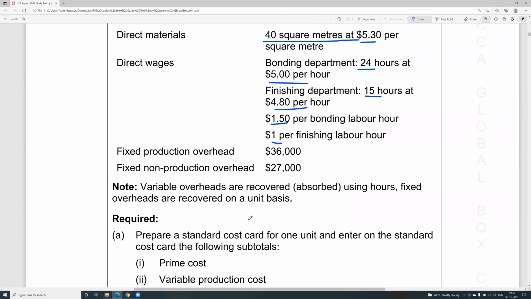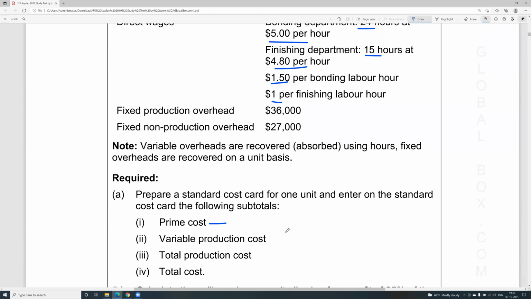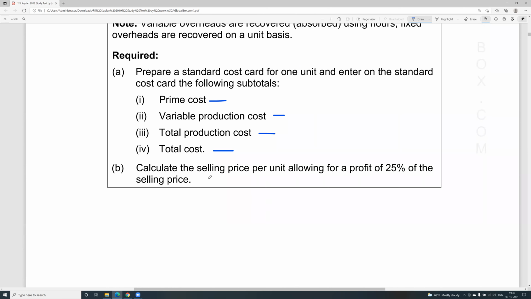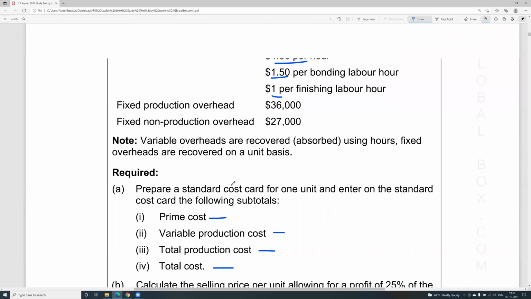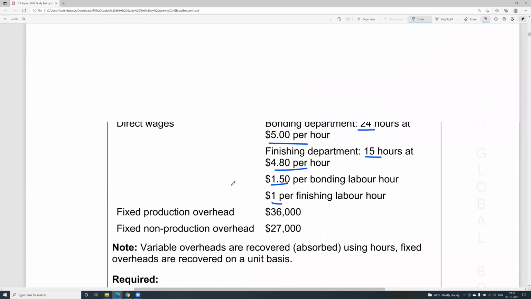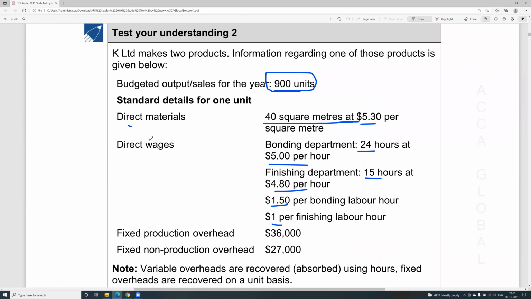Now, what do we need to find out? We need to find out the prime cost, variable production cost, total production cost, and total cost. And then we need to calculate the selling price per unit, allowing for a profit of 25% of the selling price. Is there anything else we need to find out? No. So now let's find out the prime cost. Prime cost is direct materials, direct labor, direct expenditure.